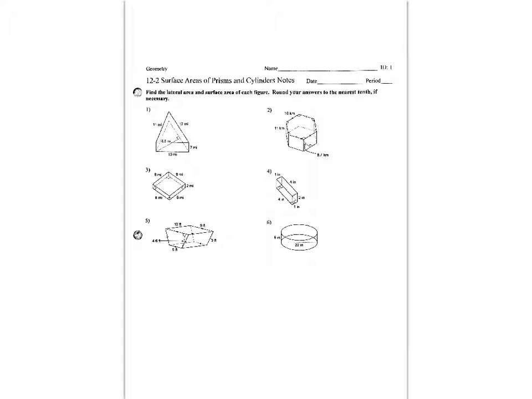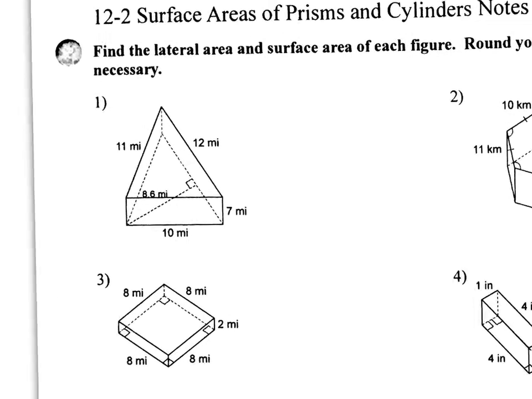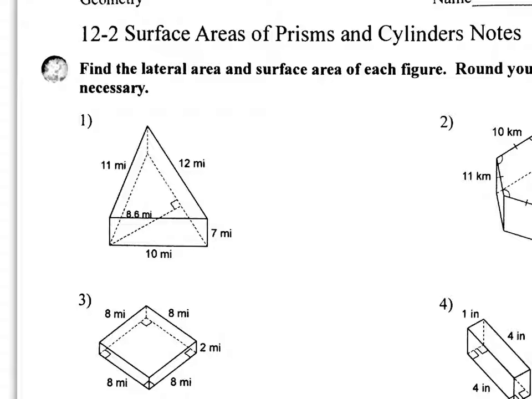Okay, surface areas of prisms and cylinders. We're not just going to do surface area, we're going to do something that's referred to as lateral area as well. When we talk about lateral area, it's the area around the three-dimensional shape.